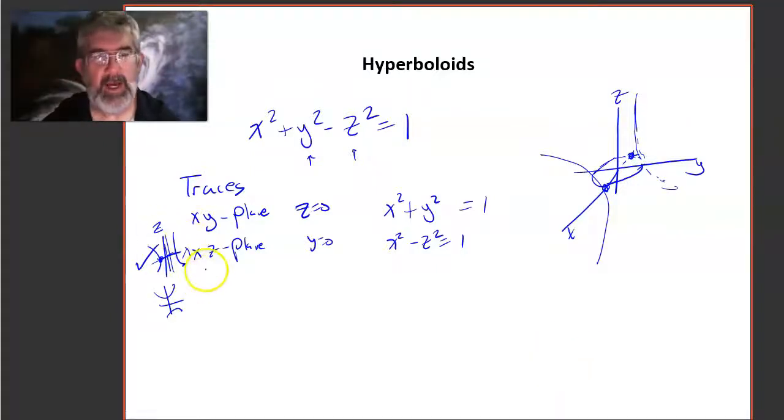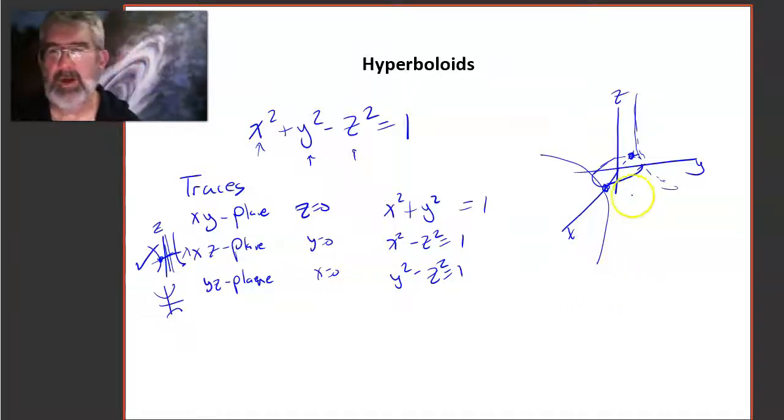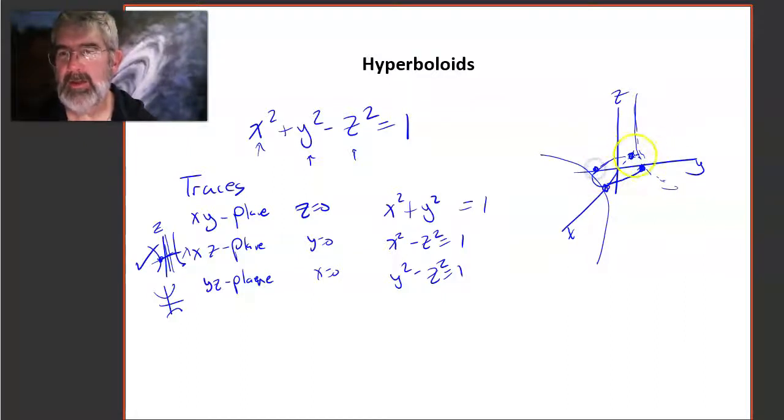Likewise, if I look at what's left, the yz plane, the yz plane is when x is equal to 0. So plug in x equals 0 in there, and I'm looking at y squared minus z squared equals 1. This is very much like the other one, except now it's in the yz plane rather than the xz plane. So it's going to hit the y-axis here and here, and it's going to be a hyperbola opening this way. Now, can you really see what's going on there?